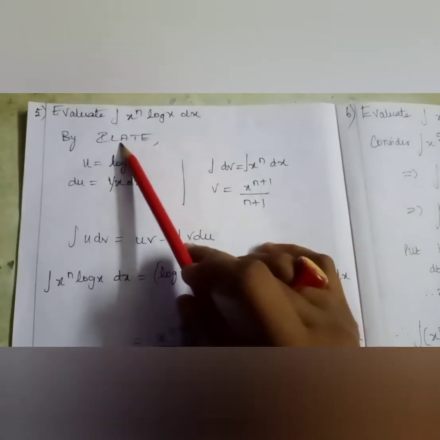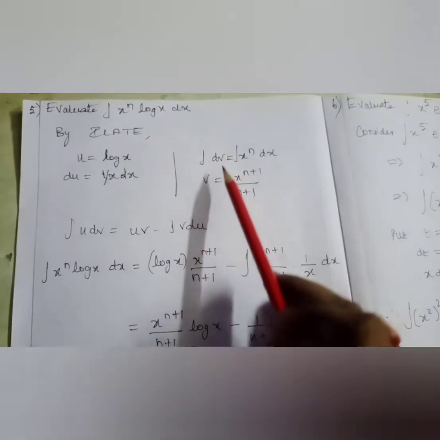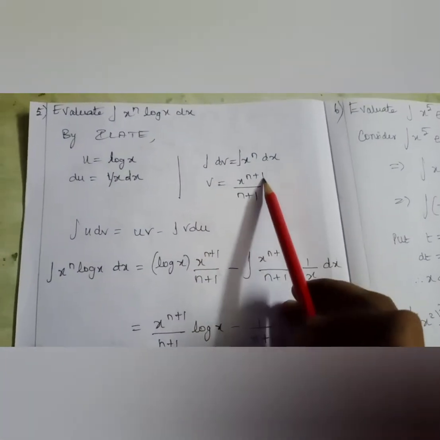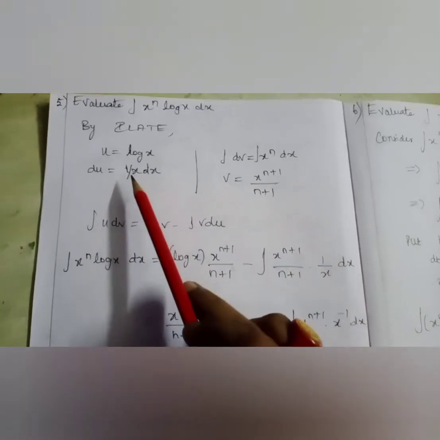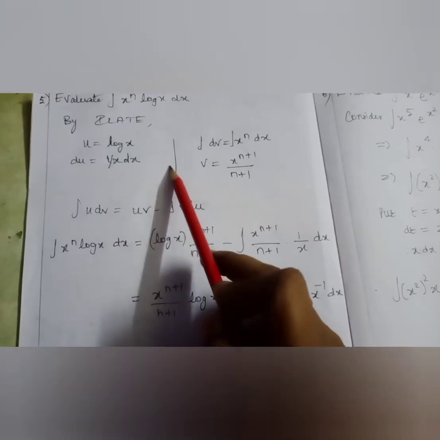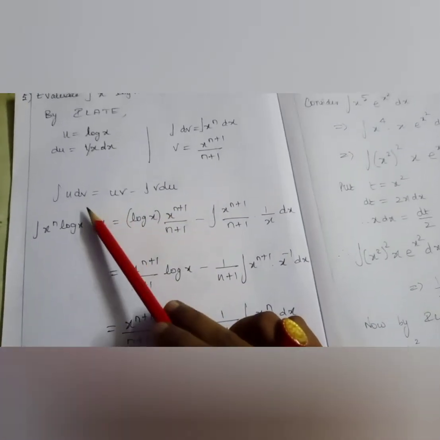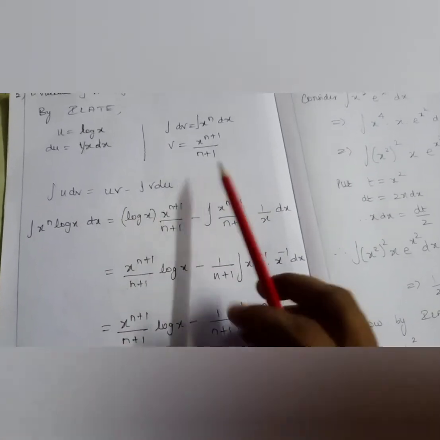So here also by ILATE, u will be log x and dv will be x power n dx. So integration of x power n is x power n plus 1 by n plus 1, and differentiation of log x is 1 by x dx. So substituting in this formula, integral u dv is equal to uv minus integral v du.